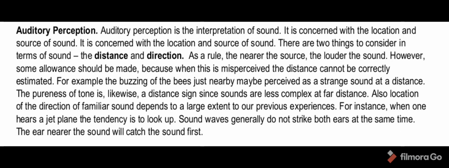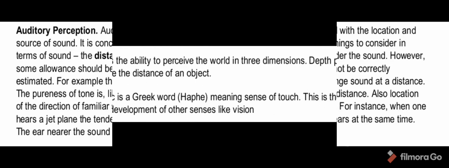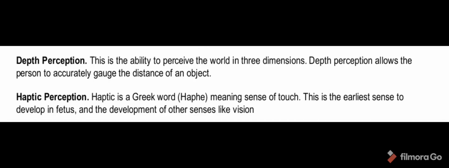Auditory perception. From the word auditory, which means sounds, it is the interpretation of sound. It is concerned with the location and source of sound. There are two things to consider in terms of sound: the distance and the depth perception. This is the ability to perceive the world in three dimensions. Depth perception allows the person to accurately gauge the distance of an object.